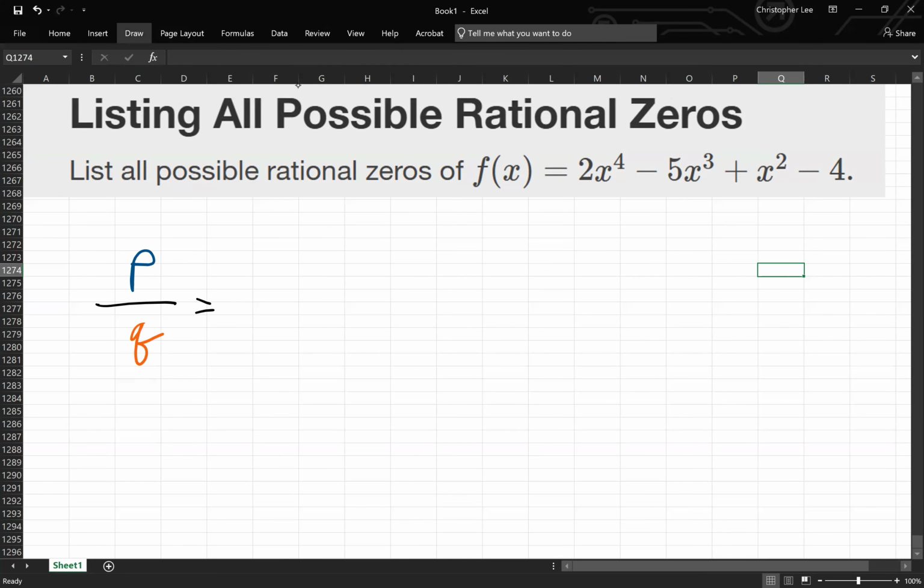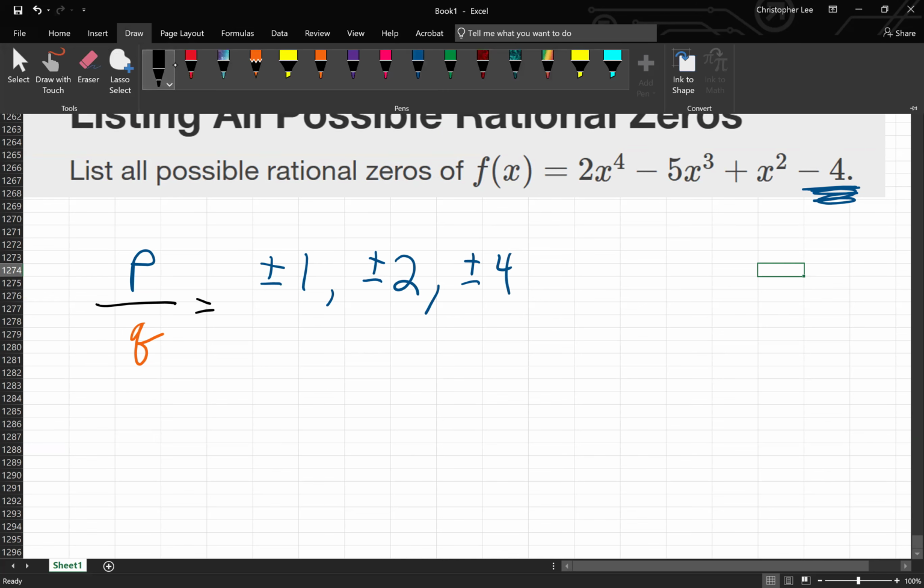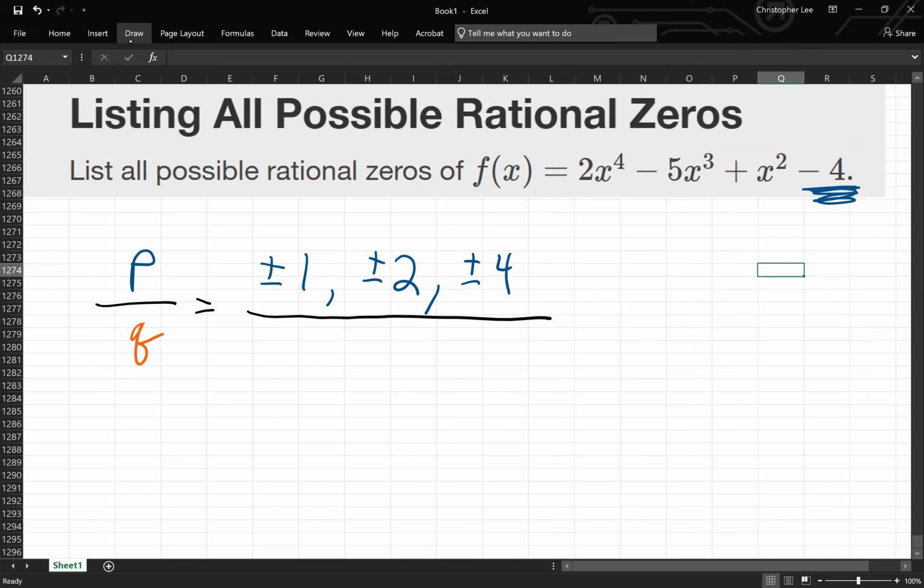Now, I want all of the factors of the constant term, -4. So what are the factors of -4? 2, 1, and 4. So I have plus or minus 1, plus or minus 2, and plus or minus 4. Technically speaking, there's another 2 there, but y'all get the idea. Over, what are all the factors of 2? 1 and 2. So I have plus or minus 1, and plus or minus 2.